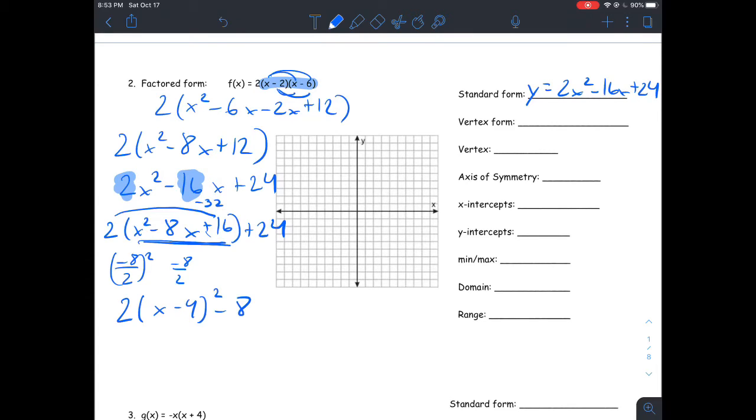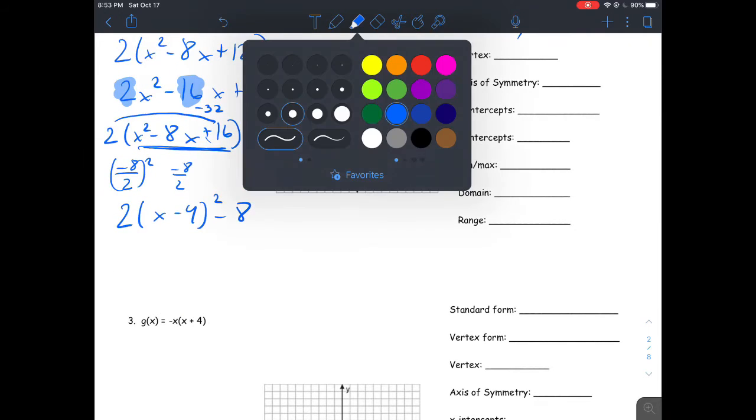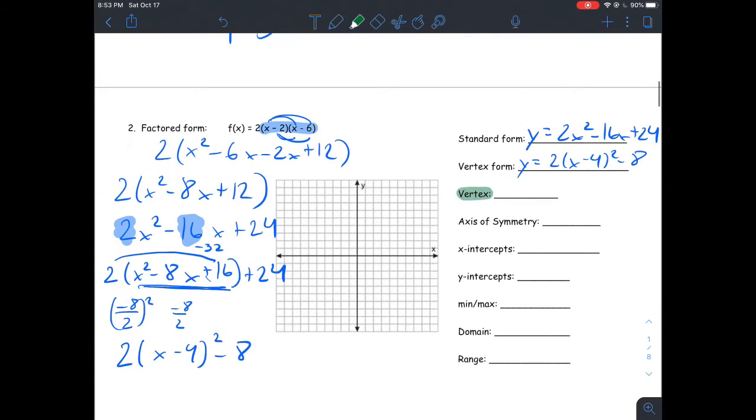All right. So we're going to go ahead and write out the vertex form, which is going to be y equals 2 times x minus 4 squared minus 8. Then we have to find the vertex. So again, I made vertex green. The vertex we get from vertex form. So what's the vertex of this guy? You should get that the vertex is 4, negative 8.